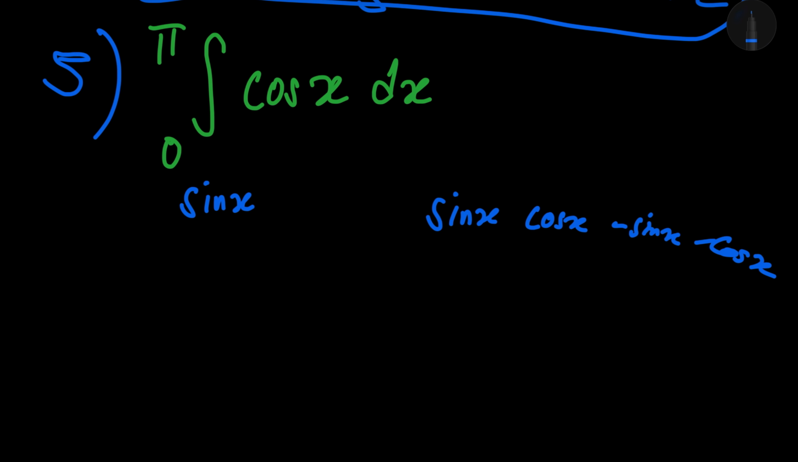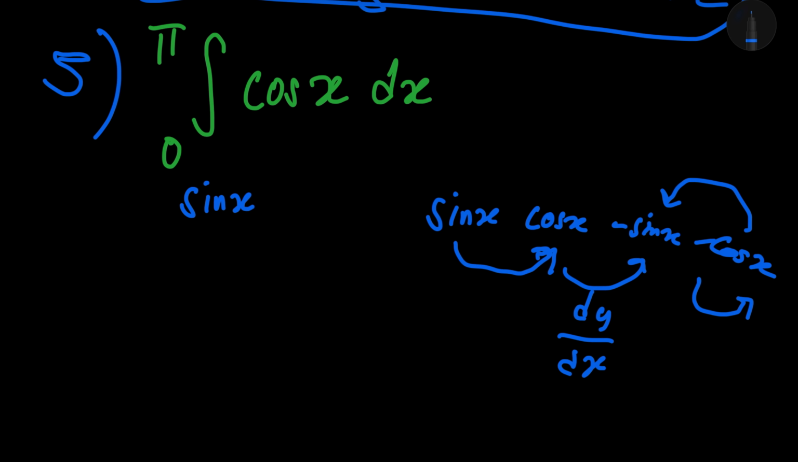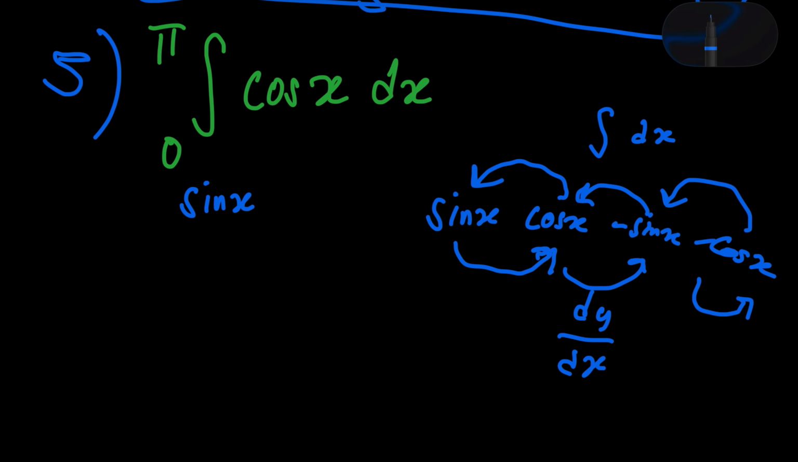So if I take my derivative, it goes this way. So derivative, derivative, derivative. So dy over dx. And if I'm taking my integral, it goes this way. This is my integral dx. So over here, since I'm taking the integral of cosine x, I want to go backwards. So this time it's sine x. That's the thought process behind this.